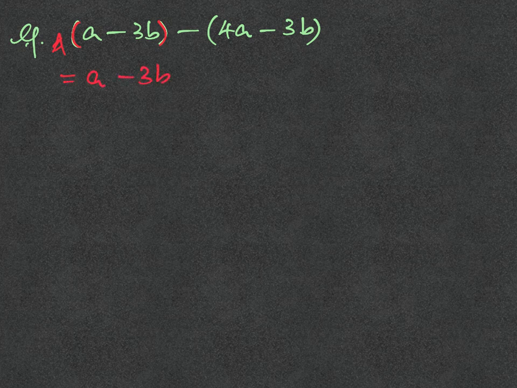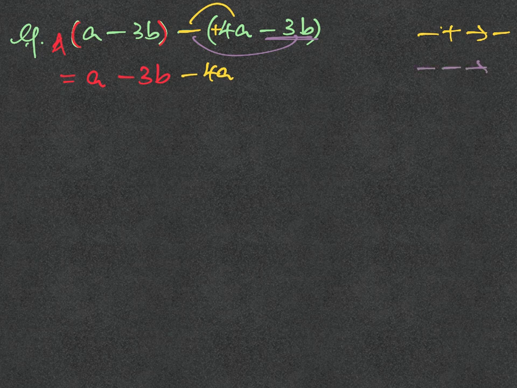But for the next one, it's minus positive 4a and also minus negative 3b. So we have to do it very carefully. In yellow, you will see that it's minus plus 4a. Minus plus, if you remember, turns to a negative. So we have minus 4a here. But the one in purple would be very tricky because it's minus negative 3b. Minus minus turns to plus. So it should be plus 3b in the calculation.